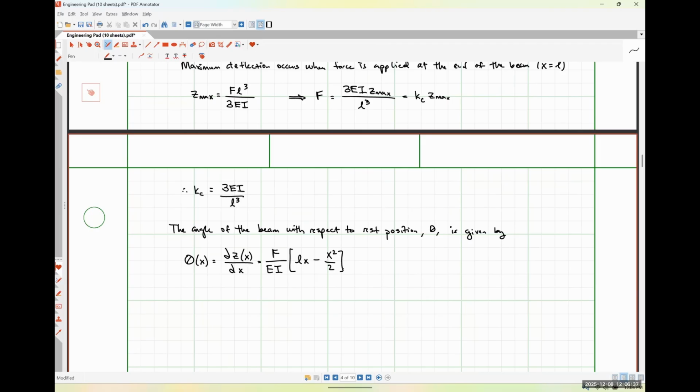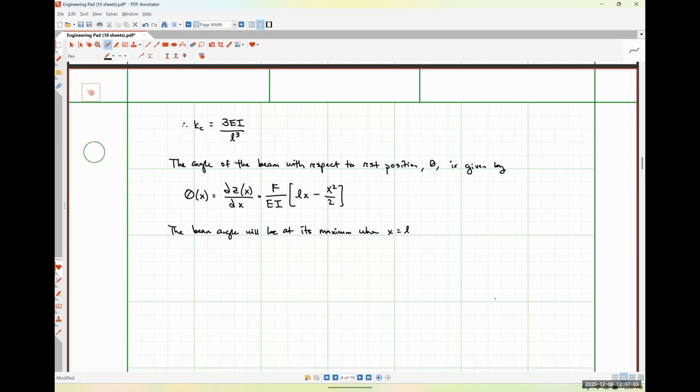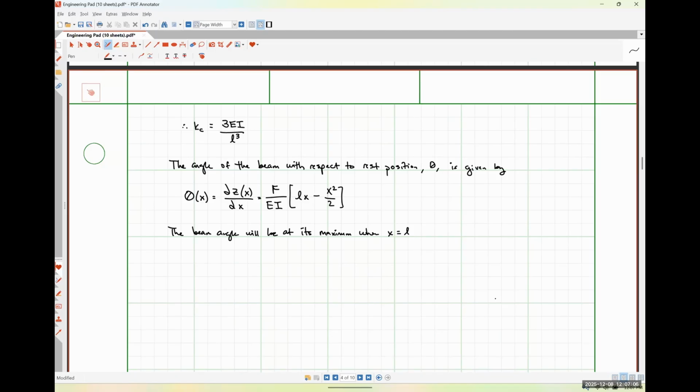And the beam angle will be at its maximum when X is equal to L, so the maximum angle occurs at the end of the beam. So theta max is going to be FL squared over twice EI.